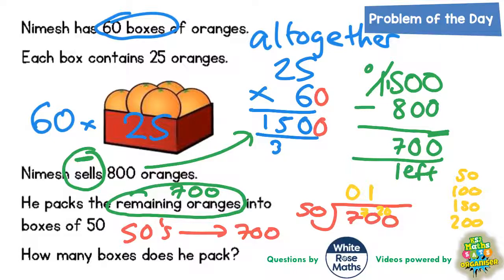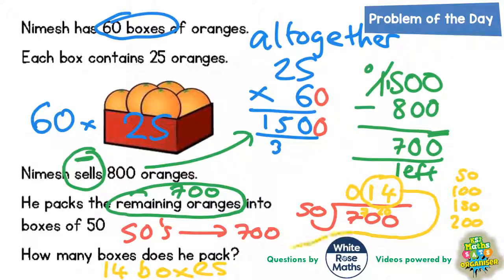So how many 50s go into 200? That's 4. So 50s into 700 goes 14 times. So if he was packing 700 oranges into boxes of 50, there are 14 lots of 50 in 700. So how many boxes does he pack? The final answer is 14 boxes. 14 boxes is how many he packed.